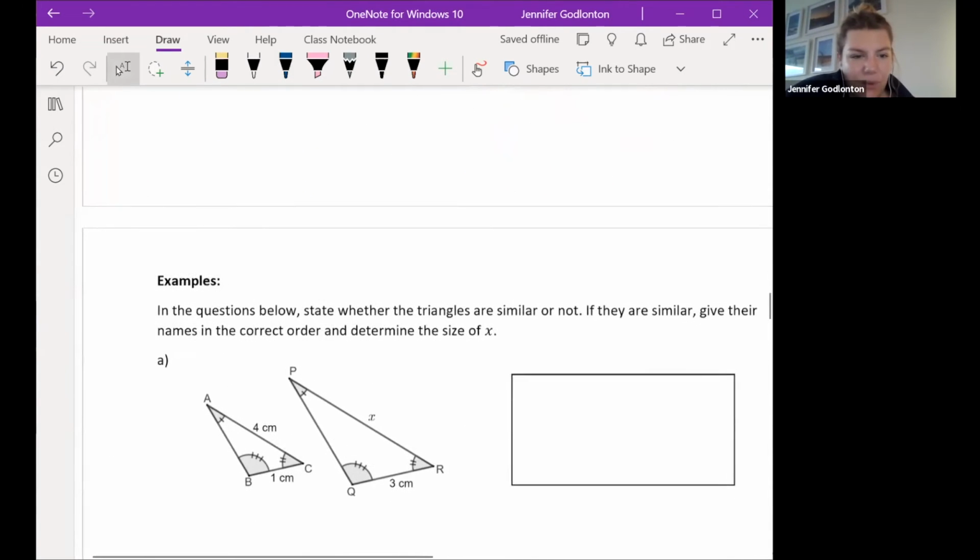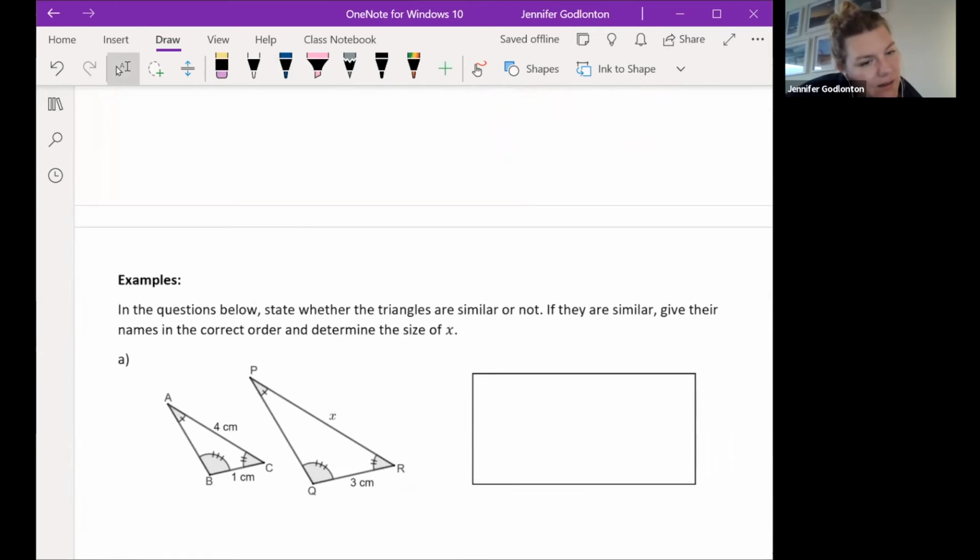Okay, so let's try this question here. Yes, there are classes in the holiday. So next week, Tuesday and Thursday, we're going to finish off similarity, and then we're going to move into our new course the following Tuesday.